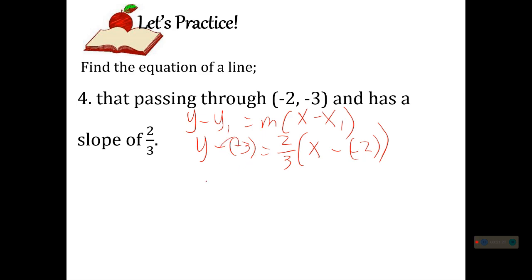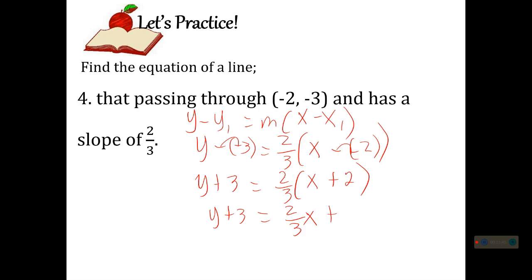Okay, so we have here to use the distributive property: y plus 3 equals 2 over 3 times x. So distribute this first, so it will become positive 2. Okay, and then using the distributive property, y plus 3 equals 2 over 3 x plus, multiply this also, so 4 over 3. And then you will have y equals 2 over 3x plus 4 over 3. This will be negative 3. Okay, so you will have to solve this first.